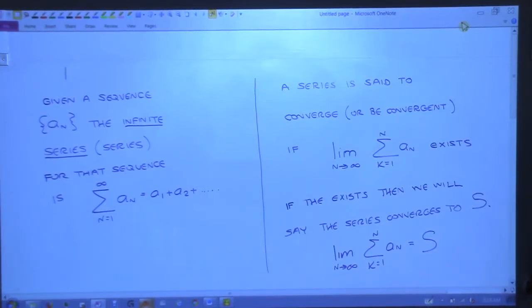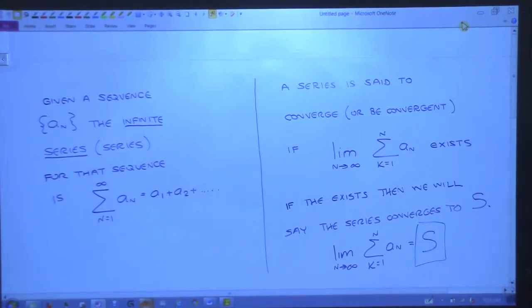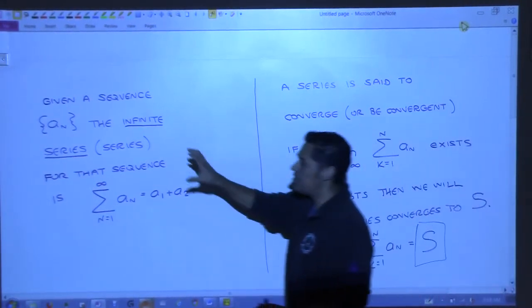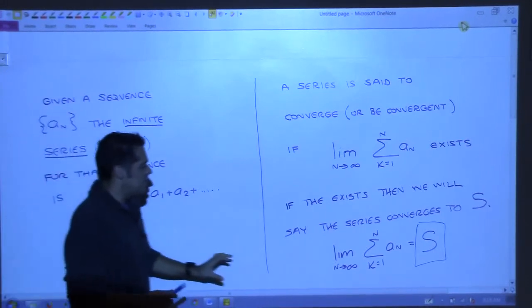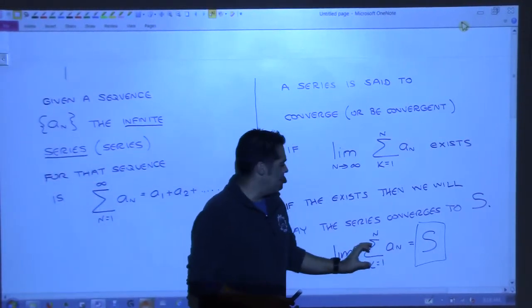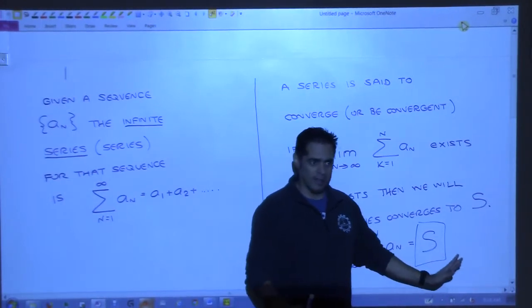So our goal is to try and find S. If I give us a sequence, and I say, does the series of this sequence converge? Then we will have to take a look at this limit and see whether or not it goes to a capital S or not. Does that make sense?